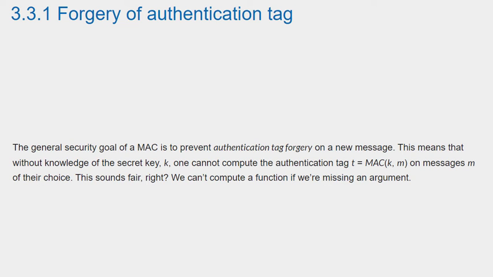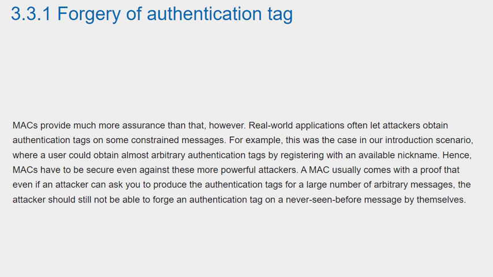The general security goal of a MAC is to prevent authentication tag forgery on a new message. This means without the knowledge of the secret key, K, one cannot compute the authentication tag, T equals MAC of K and M, on messages M of their choice. This sounds fair, right? We can't compute a function if we're missing an argument. MACs provide much more assurance than that, however.